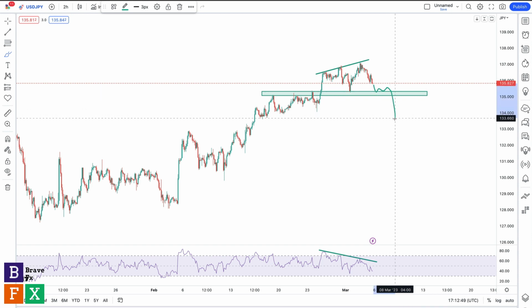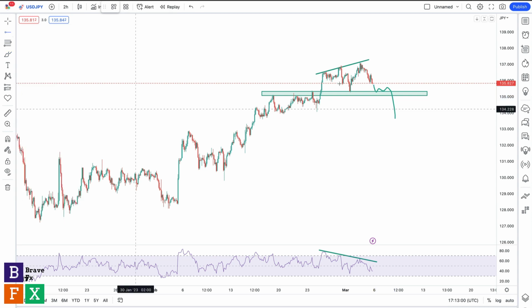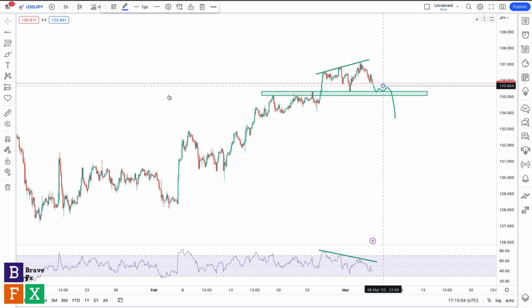So this is going to be my scenario to go short on USD-JPY in line with the bearish divergence we have on chart right now. My stop loss is going to be above the consolidation, and my take profit is going to be probably around this area of value. So I'm going to mark that real quick.